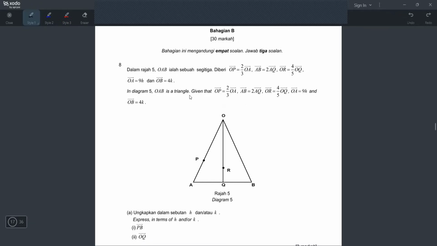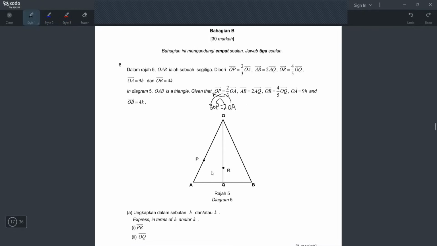In diagram 5, OAB is a triangle. OP is 2 over 3 OA. This 3 you can move over here, so it becomes 3 OP equals 2 OA. And then we can read the ratio. How to read the ratio? OP 2, OA 3. It must be inner with inner, outer with outer.